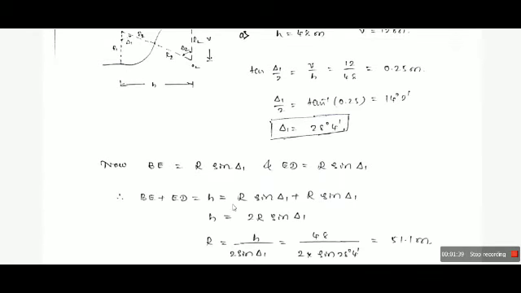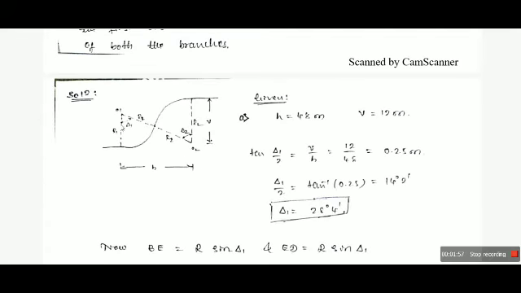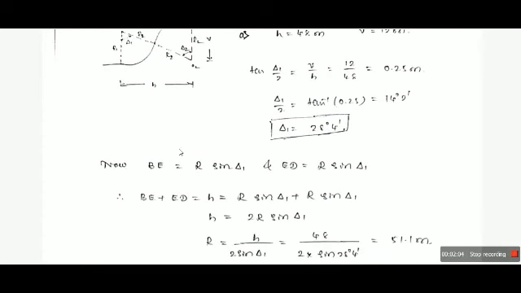Next, we have to calculate the radius of the curve. As you know, in this case, the radius of both arcs could be the same. The h formula will be equal to 2r sine delta 1. This should come from BE. Suppose we draw one horizontal line here. So the distance from B to E, E to D: BE is equal to r sine delta 1. Similarly, ED is equal to r sine delta 1, because here both deflection angles will be the same.